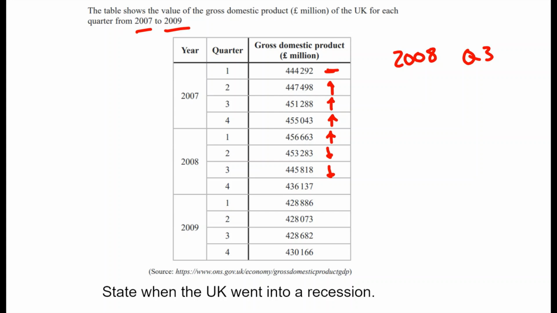Now, the question doesn't ask for this, but let's work out when the UK comes out of a recession. So again, we're going down here, we're going down here, we're going down. All these quarters are lower than the previous quarter. And 2009 quarter three is the first time that the GDP goes up. So 2009 quarter three is when we come out of this recession.